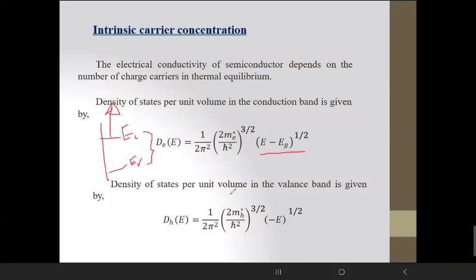Density of states per unit volume in the valence band. So density of holes. Density of holes in the valence band is given by 1 over 2 pi square, 2 mh star over h cross square to the power 3 by 2, (minus E) to the power of half. Okay. So these two equations are very, very important in order to find out the concentration of electrons and concentration of holes.